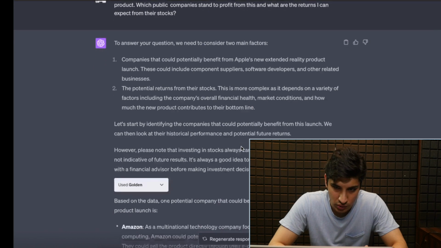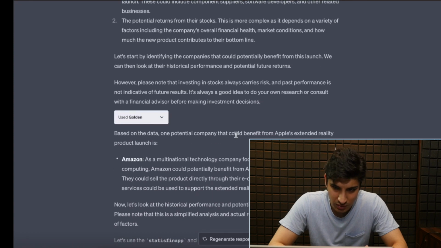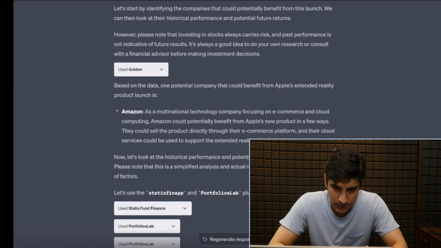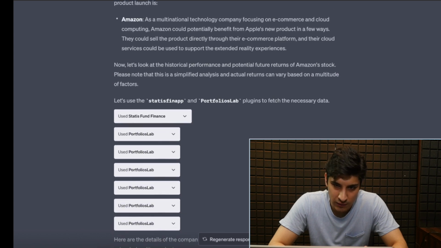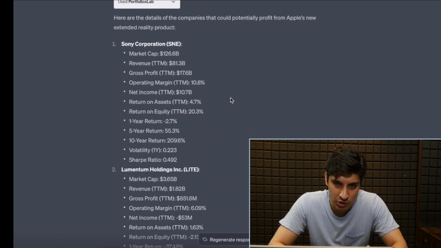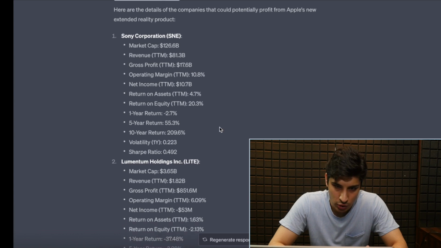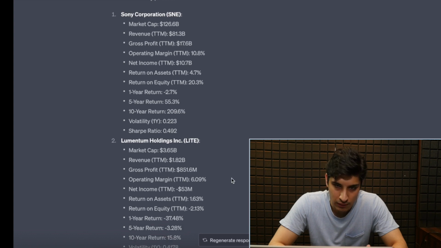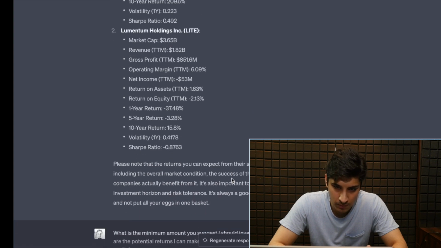It does some analysis using Golden for me. Tells me Amazon is likely to benefit because they might list their products on their platforms, which makes sense. Then it uses Status FinApp and Portfolios Lab to do some data analysis. It comes up with two companies actually with their information: Sony Corporation and Lumentum Holdings Inc. and gives me metrics such as market cap, revenue, operating margin, returns in 1, 5, 10 years, volatility, Sharpe ratio, even return on assets and equity, which is good.